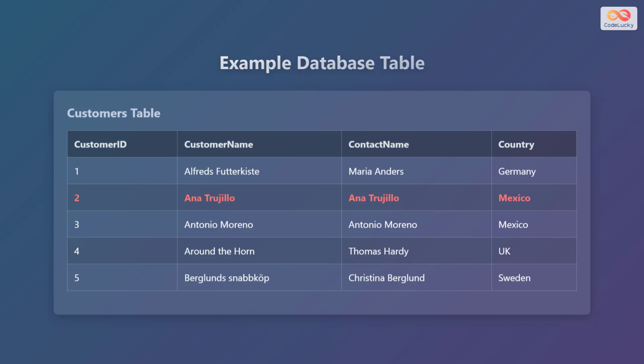Before we dive into some examples, let's take a look at a sample database table. Imagine we have a table named Customers, with columns like CustomerID, CustomerName, ContactName, and Country. This table contains information about various customers. We will use this table for our DELETE statement examples. For example, the CustomerID 2, Ana Trujillo, and Mexico are highlighted. This record will be used in the example on the next slide.